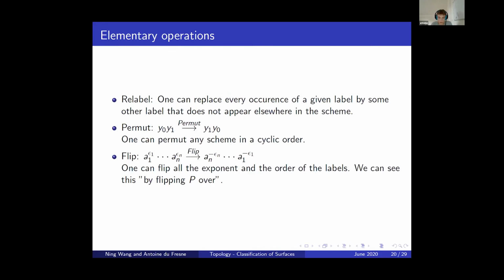We have an operation relabel that replaces every occurrence of a given label by another one that does not appear elsewhere. Permute is just the operation that makes a cyclic permutation. So we cut the labeling scheme anywhere and take the end part to put it at the beginning, a cyclic permutation. And flip is the operation that changes all the exponents and reverses the order of the labels. An intuition for this operation is that we can see it as flipping the polygonal region over.